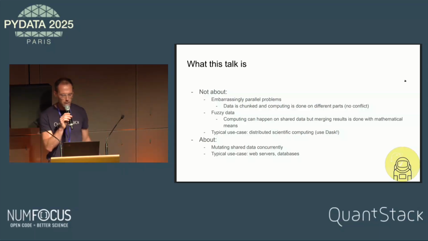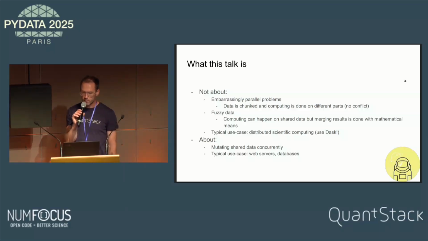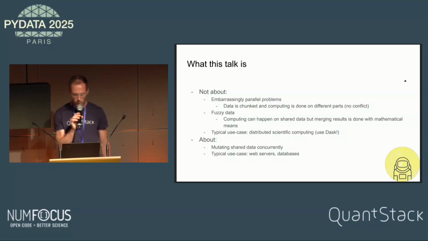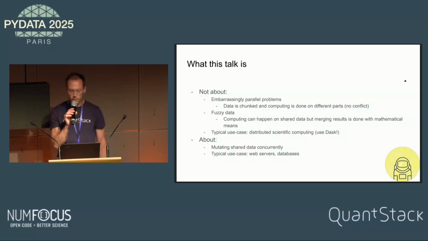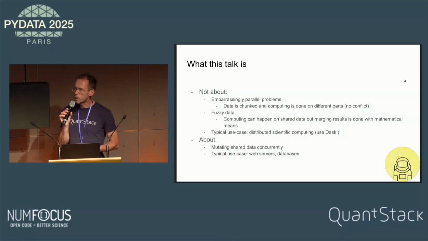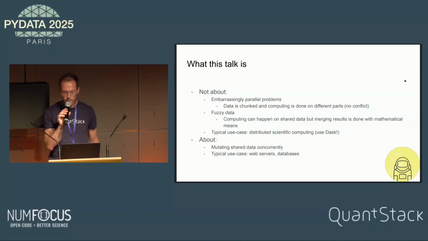So first, what this talk is not about. It's not about embarrassingly parallel problems where data is nicely chunked into separate parts that different cores could work on, because there would be no conflict in this situation. Nor is it about fuzzy data where you can work on shared data, but you kind of merge them with some kind of mathematical means. For that, you would probably use a library like Dask.